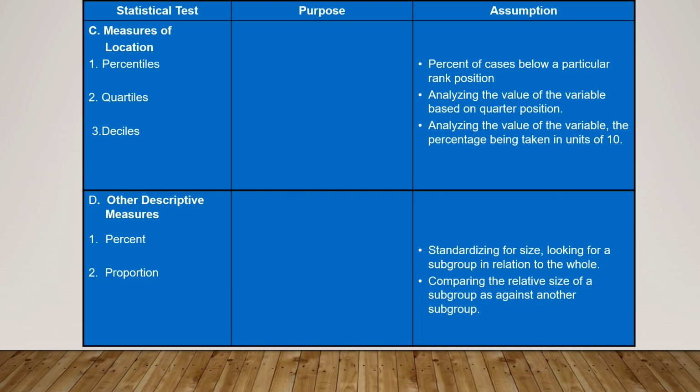Then the fourth statistical test, we have the descriptive measures. We use the percent and proportion. We use the assumption of standardizing for size, looking for a subgroup in relation to the whole, and comparing the relative size of a subgroup as against another subgroup.